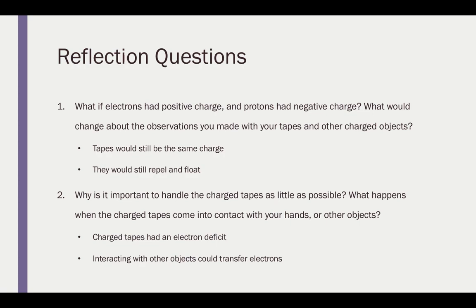In this lab, there were 2 reflection questions. The first is, what if electrons had positive charge and protons had negative charge? What would change about the observation you made with your tapes and other charged objects? The answer to this is that nothing would change.